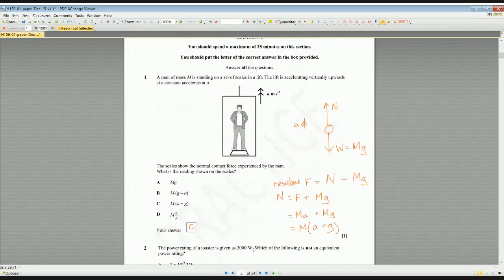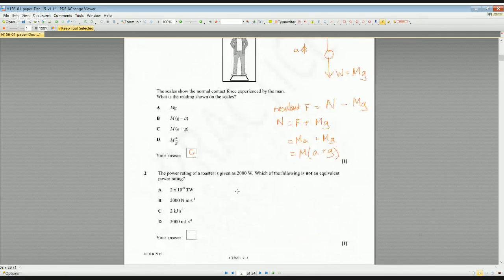It was quite a tricky question, actually. It's talking about the power rating of a toaster being 2,000 watts. Which of these is not an equivalent power rating? So it's not really a question about power or electricity. It's a question about dimensional analysis, about units. Which one is not an equivalent unit?